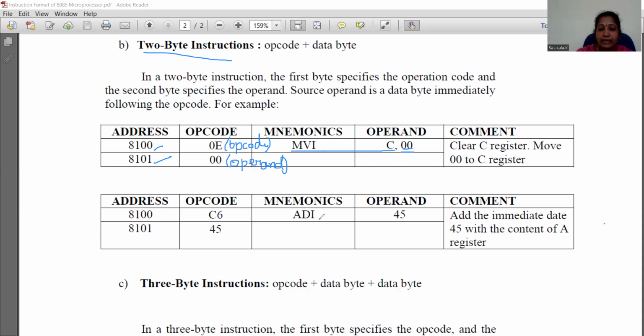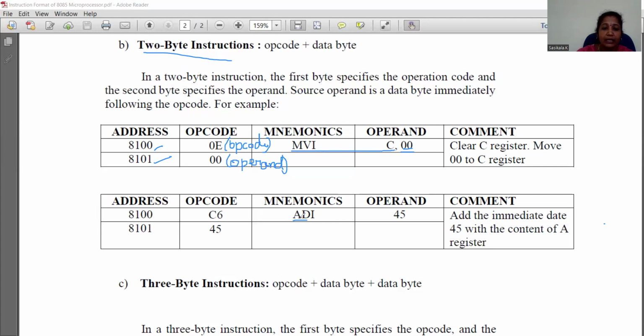Consider another example, that is ADI 45. ADI means AD stands for add, I stands for immediate data. So add the immediate data 45 with the content of the A register. Here one data is understood: for any arithmetic and logical operation, one data should be in the A register. So the content of the A register and the 45 are added. That is the meaning of ADI 45.